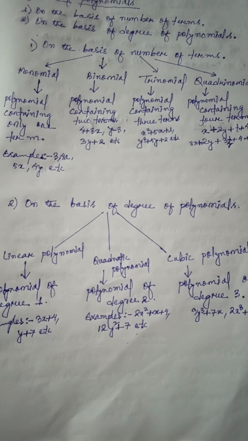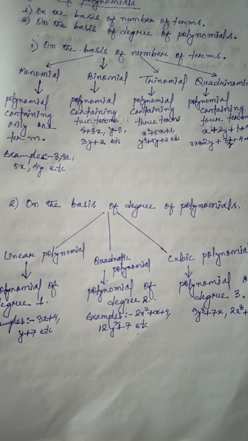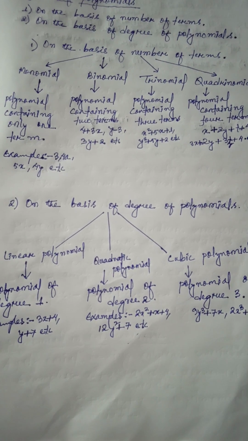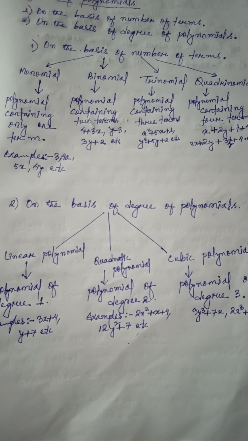And number two is on the basis of degree of polynomial. Okay, so if the polynomial that we have has only one power, we call it as linear polynomial. And if the highest power is 2 or square, then we call it as quadratic polynomial. And if the polynomial has the highest power 3, then we call it as cubic polynomial. Okay, examples are given in linear polynomial.